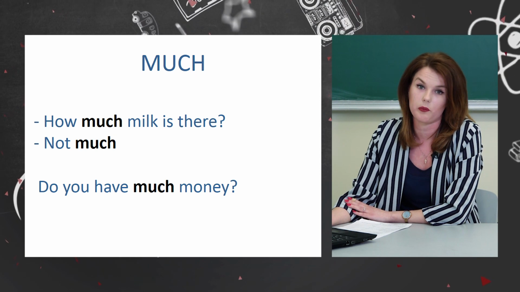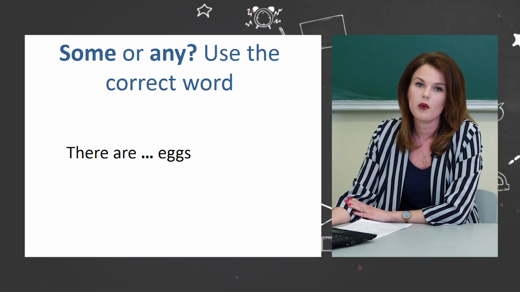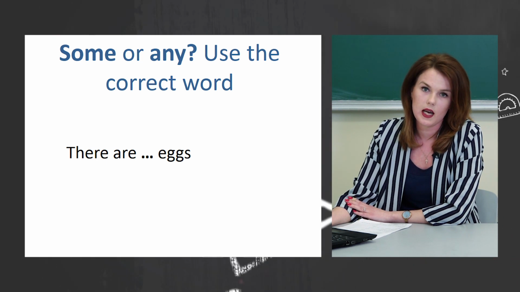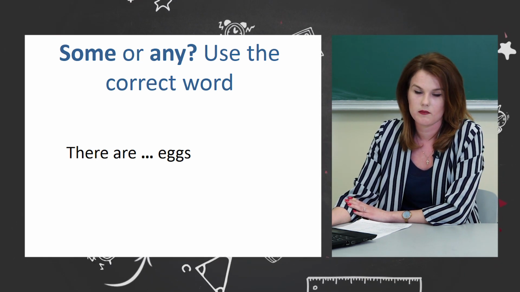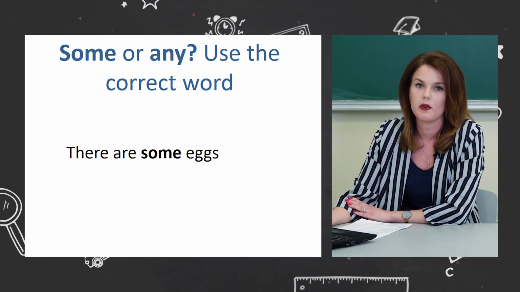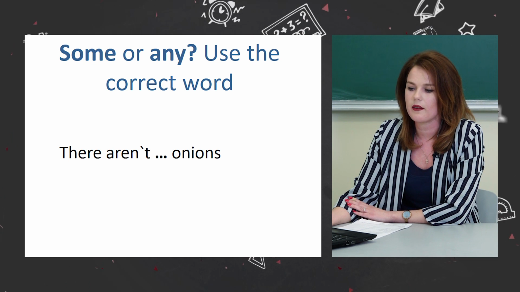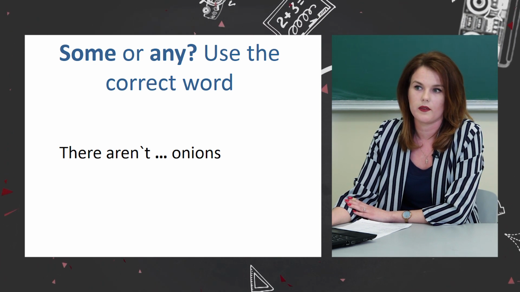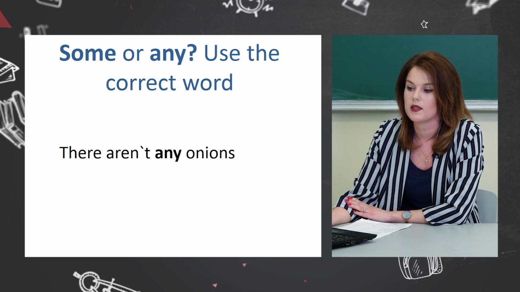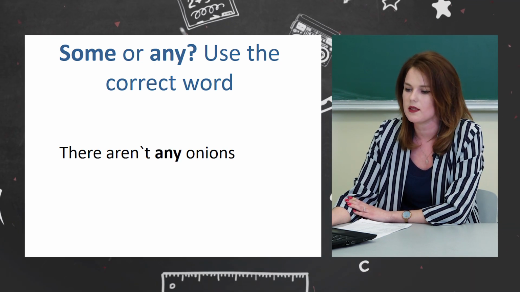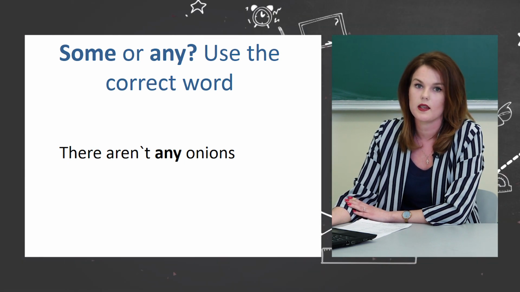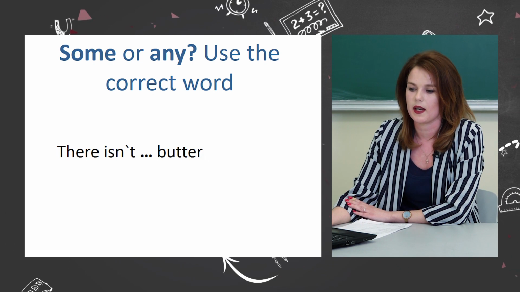Okay, it's time for practice now. Some or any. Please use the correct word. There are some or any eggs. Some or any? Of course, some. There are some eggs. There aren't some or any onions. There are not. Some or any. Of course, this is a negative sentence, and that's why we should use any. There aren't any onions.